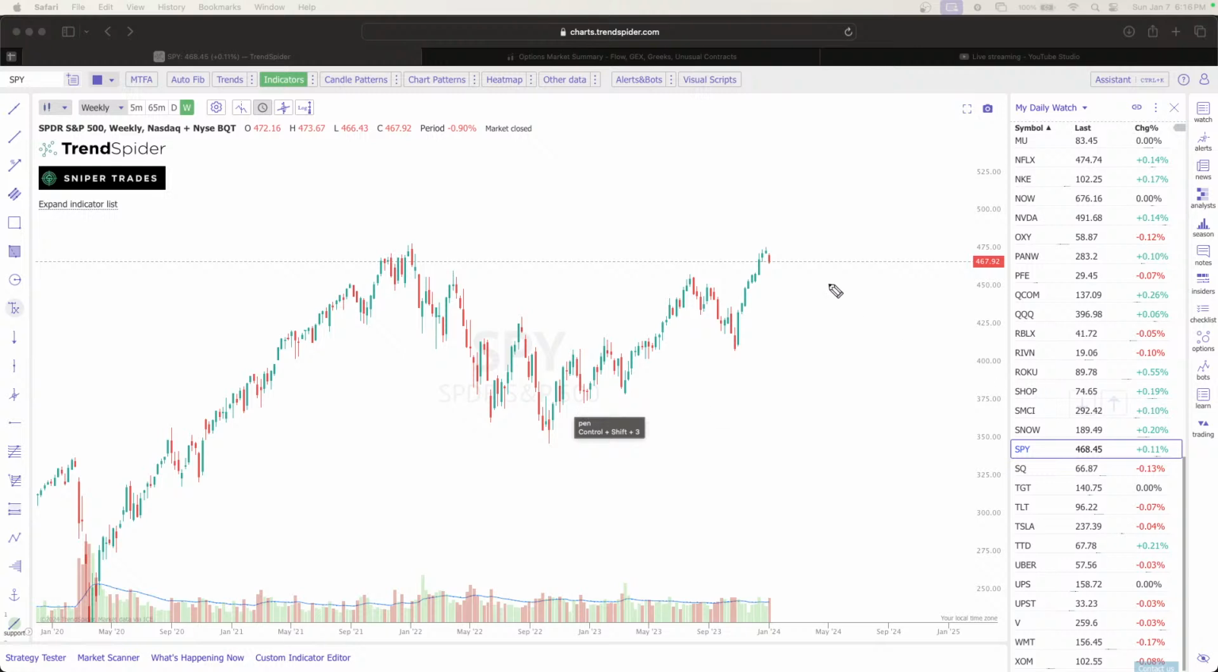SPY. Healthy pullbacks, right? I don't think we are just going to crater all the way down. This is insane. To be honest, this is absolutely insane.